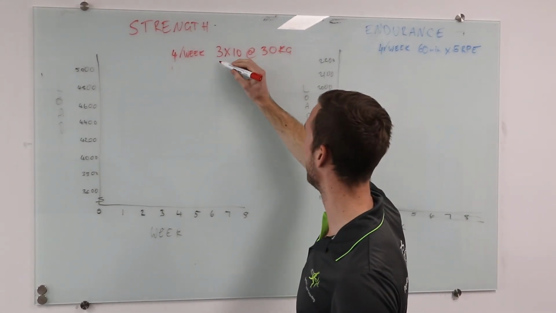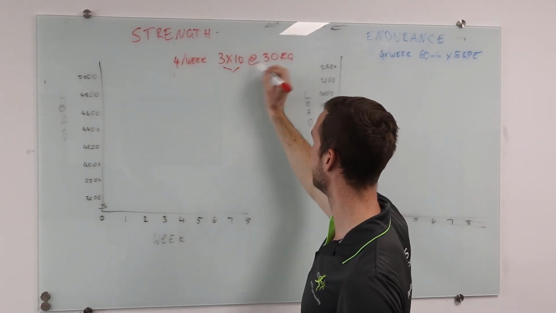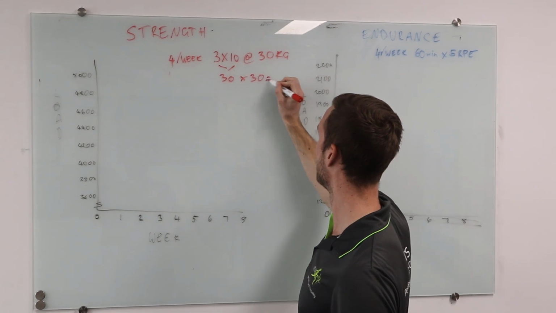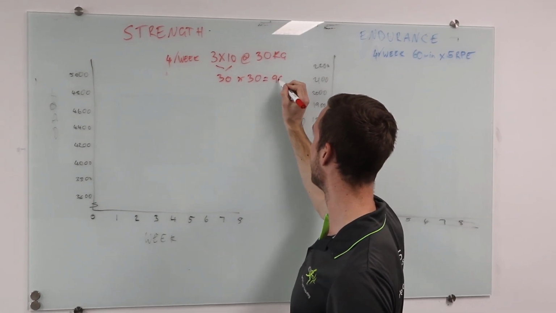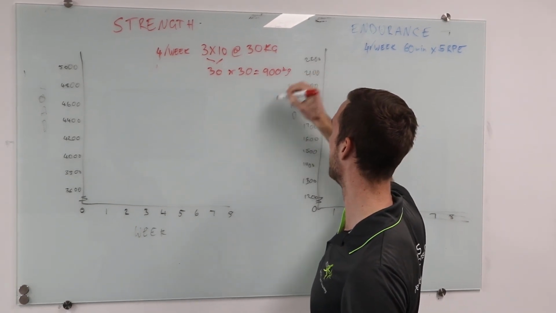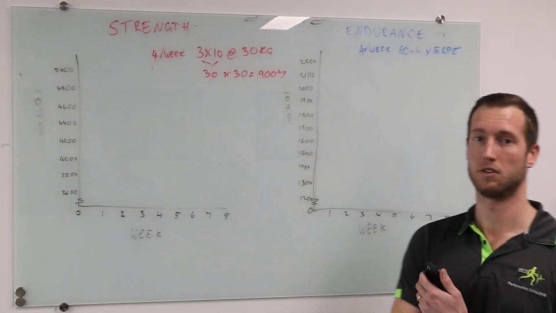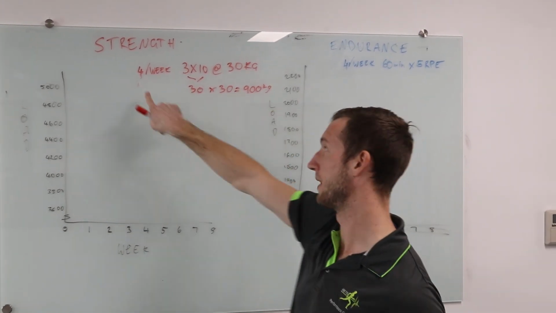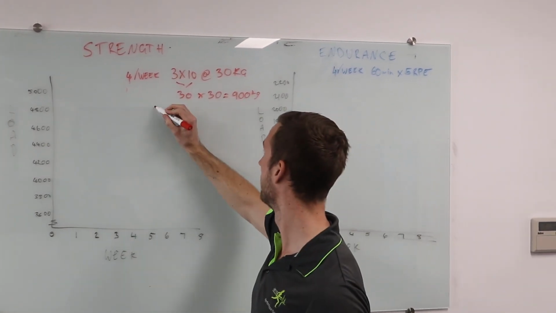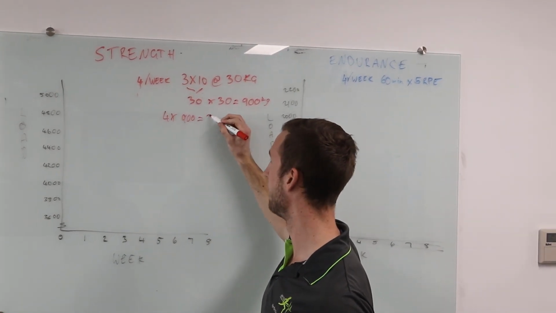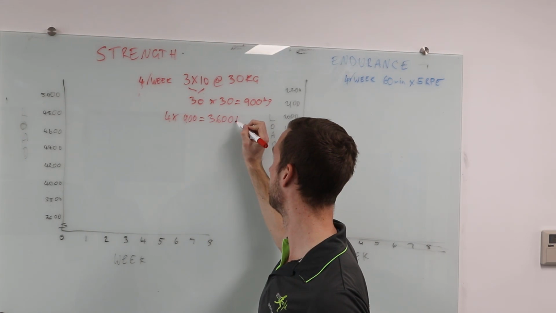So what we want to do is figure out total times lifted. 3 sets of 10 is 30 times that we're lifting 30 kilograms. So that means that in a single session, we have 900, and in this one we can actually give it a metric, 900 kilograms of load. That is what we have lifted in a single session. If we're doing that same session 4 times a week, 4 times 900 gives us a base load of 3,600 kilograms for the week.